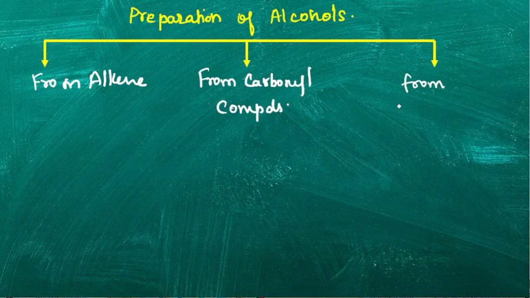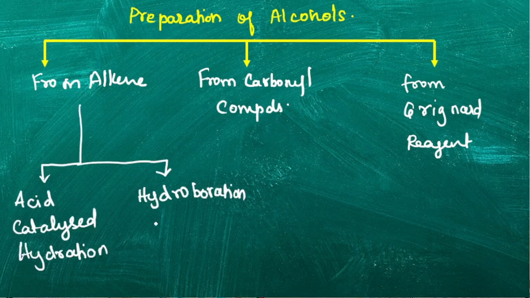From alkene, the preparation type is divided into two. The first one is acid catalyzed hydration. The second one is hydroboration oxidation.